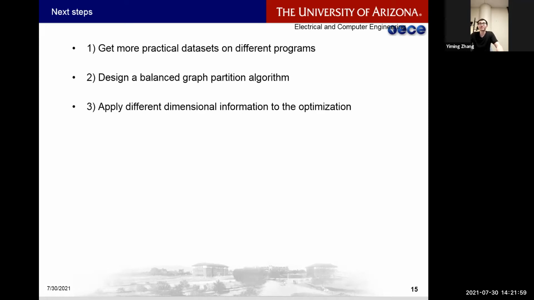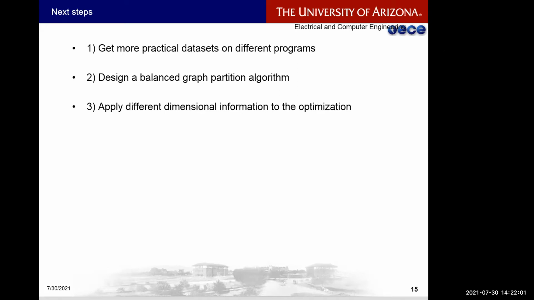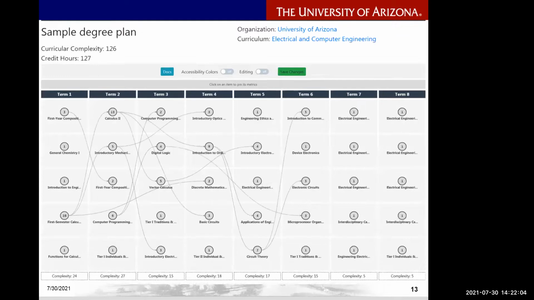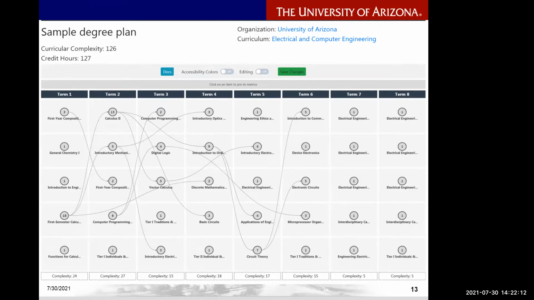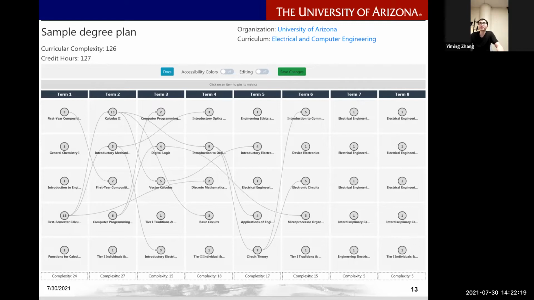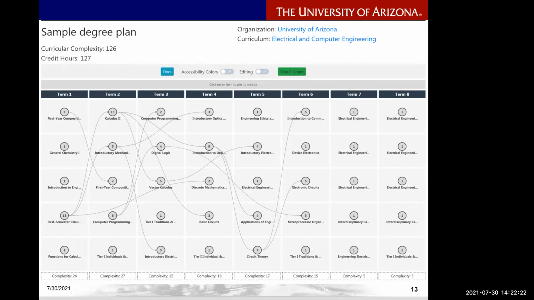Any questions? Can you go back to the optimized curriculum, to the previous slide? So, well, okay, let's start with this one. Okay. So in here, for example, is this the real program, the ECE program at University of Arizona? Yeah. Okay. So let's take one of those. Let's see. So the first semester calculus here, in term 1, it's a prereq to calculus 2, to introductory mechanics, and to discrete mathematics. Now let's go to the next one.